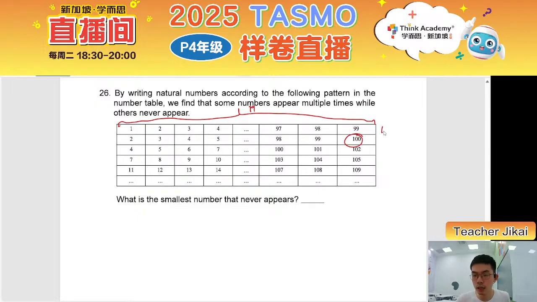So how about the number after 100? 101 doesn't appear, but it appears on the next row. So how about 103 here? It's here. So what is the number after 105 that doesn't appear? 106. So it is here.